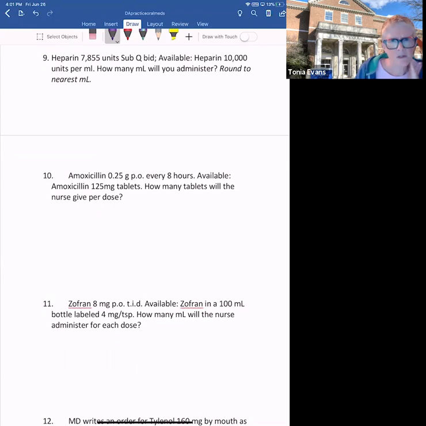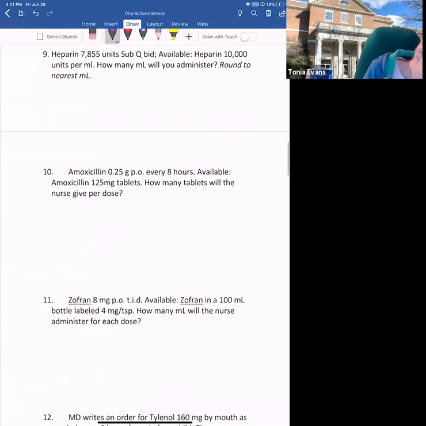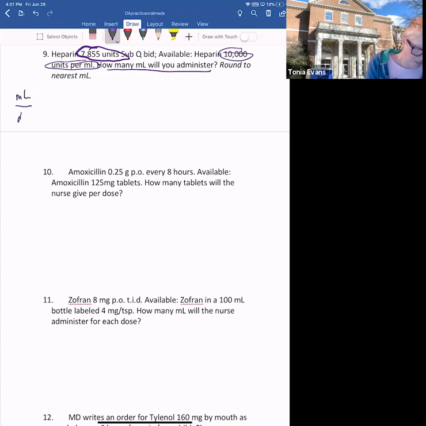Oh, I was thinking these were all oral, but this one's not. Okay, so that's good, actually. Okay, so heparin, here's our dose. And here's what we have supplied, 1,000 units per milliliter. How many milliliters will we give? And we're going to round to the nearest milliliter. So I want to know how many milliliters per dose, step one there.